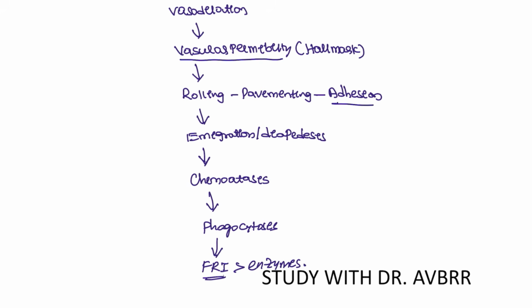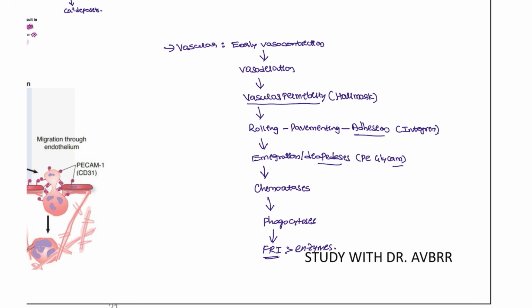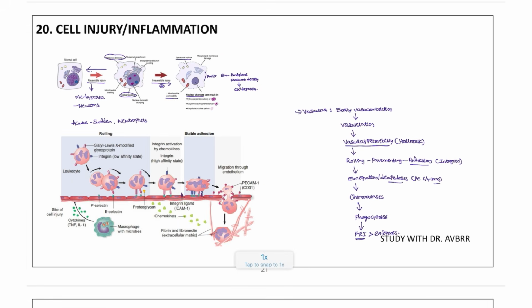And next, adhesion. Adhesion is done by integrin, and diapedesis is done by PECAM. Rolling and pavementing will be done by other factors like sialyl Lewis X, selectins, all will be done by other types. But these are the events. This order is asked in the examination.